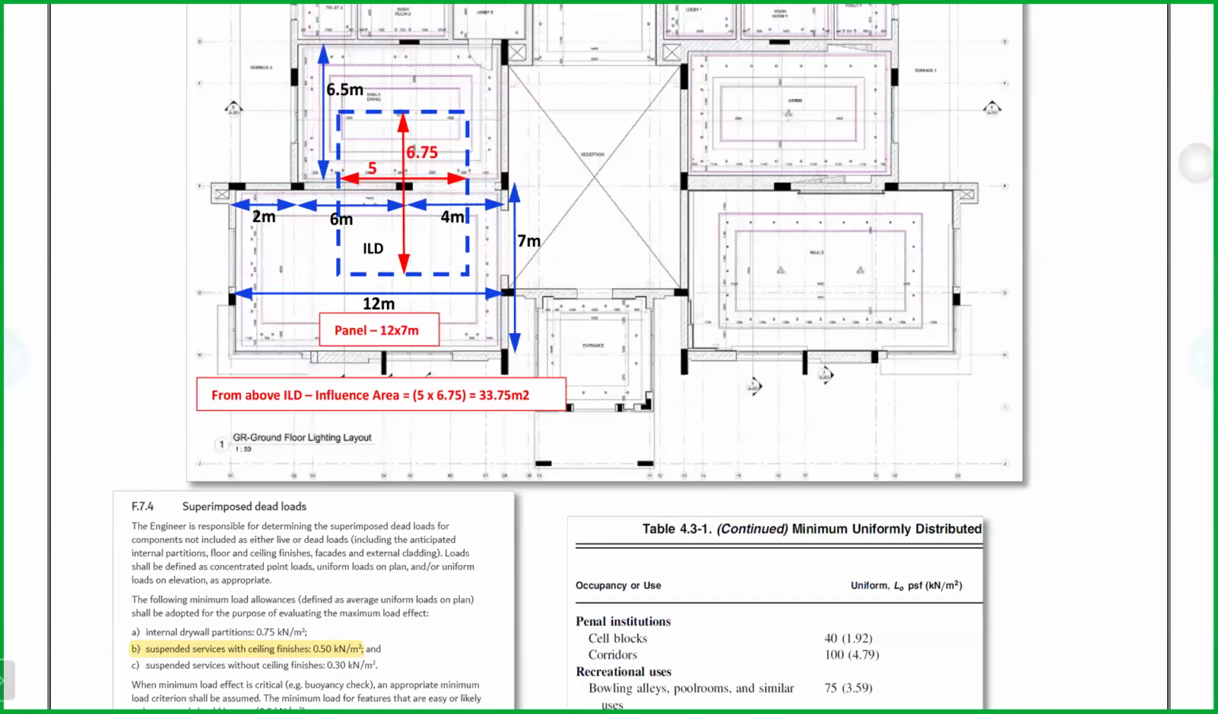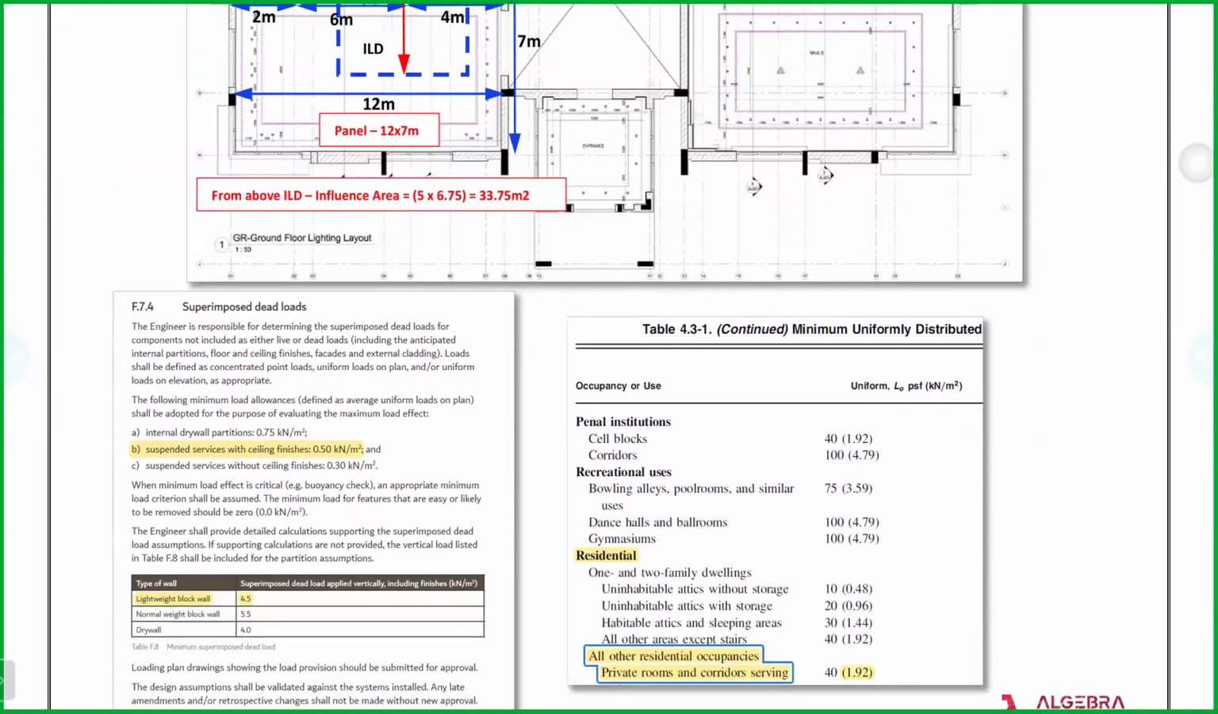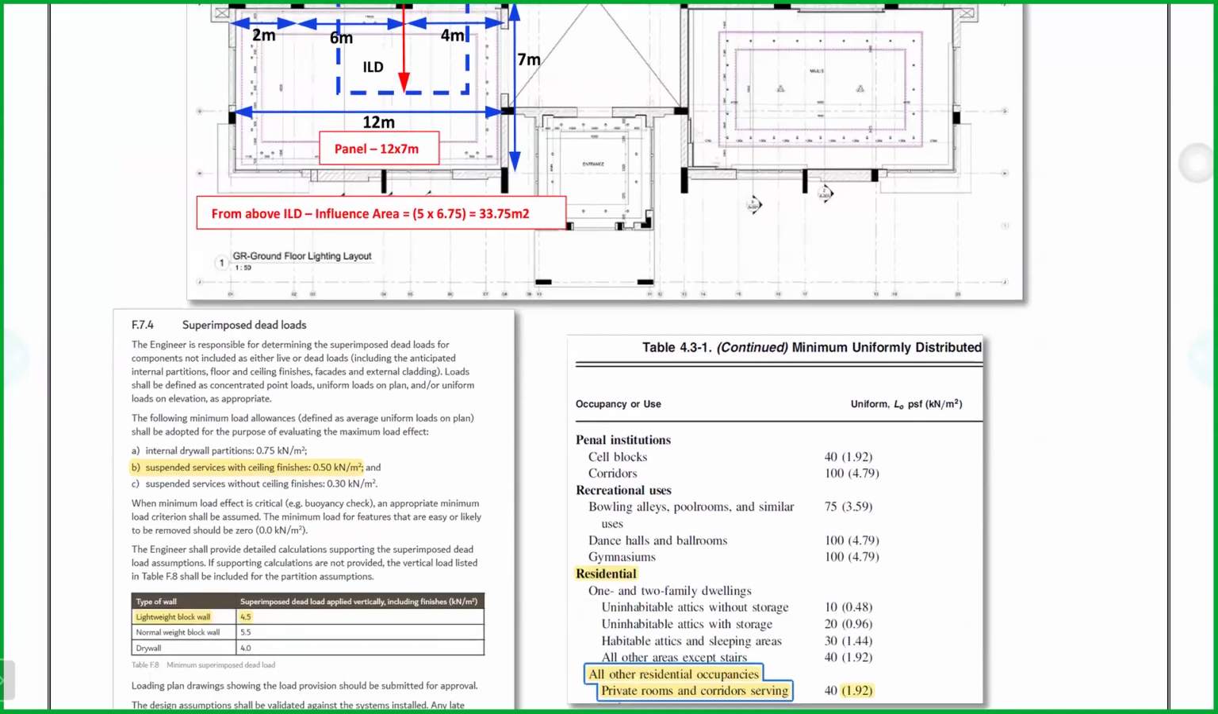Okay. So as I said, the panels are actually 12 meters by 7 meters. Can you see the panel? The bigger panel, right? 12 meters wide, 7 meters, isn't it? Yeah. Okay. So this we already discussed, right? 5 by 6.75. This is the influence area of the columns, correct? Yeah. Okay. We're going to focus on this slab, the bigger span. Okay. So I'll go down. The influence area is what actually.